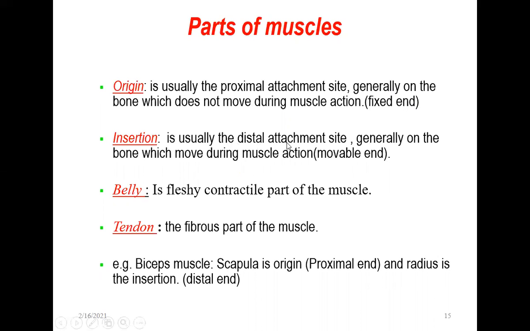Insertion is usually the distal attachment, generally on the bone, which moves during muscle action. So whenever the muscle contracts, that part of the bone moves, and that end is called the insertion, the movable end. The fixed end is the origin, the movable end is called the insertion. All these details we will study again when we study the muscles.